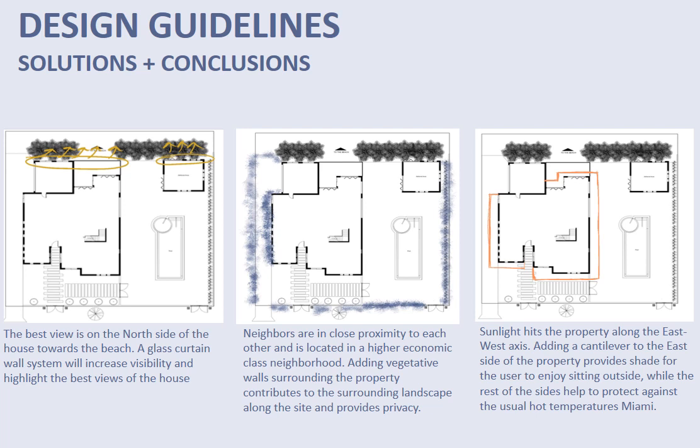Next, neighbors are in very close proximity. It is a very noisy area, so again, vegetation and walls surrounding the property are essential. Next, sunlight hits the property along the east-west axis. So it is very important to do those sun studies and know, when providing windows, doors, and cantilevers, how much shading or how much light is going to be in each and every area.